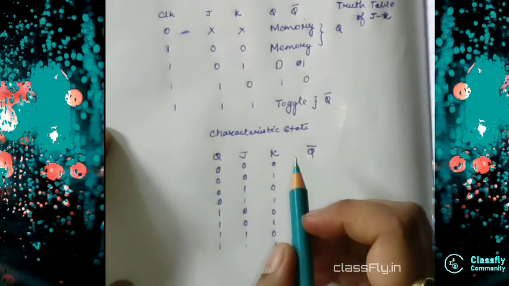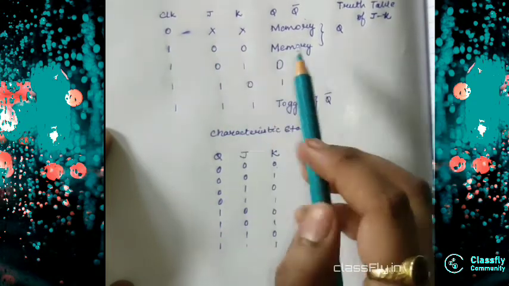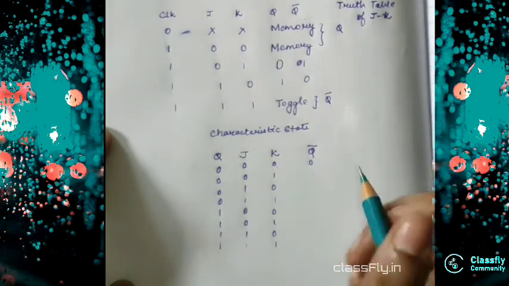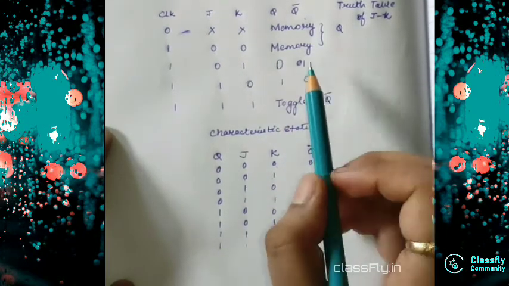Now I will see for JK when it is 0 0. When it is 0 0, I will get my memory. So my memory is 0. When I get 0 1, it is 0.